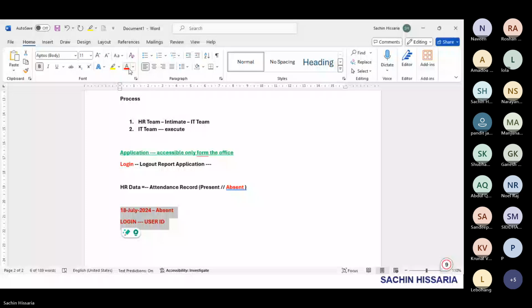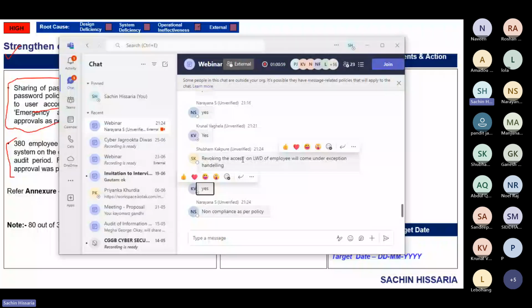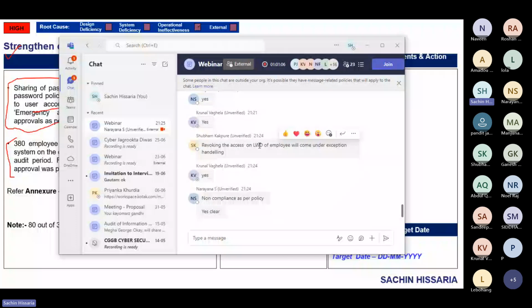Let me just take: revoking the access on a last working day, will that come under exception handling? No, Shubham, if you have revoked the access on the last working day, this is not exception handling. This is a normal process only.